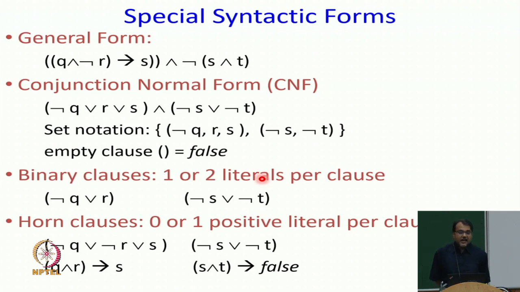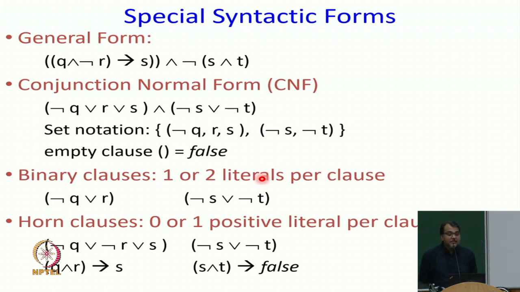Binary clauses are those where there are only one or two literals per clause, and Horn clauses are very important: they have exactly 0 or 1 positive literal per clause. So, not Q or not R or S is a Horn clause, not S or not T is a Horn clause, but A or B is not a Horn clause because they are two positive literals.